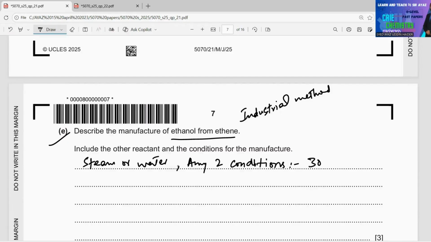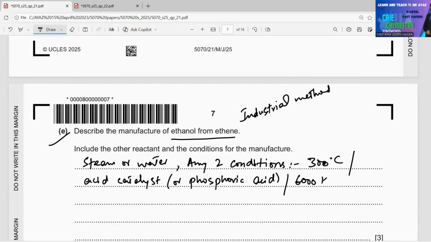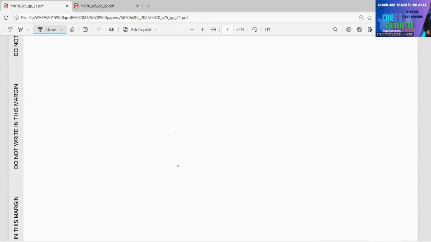Like you can write 300 degrees centigrade, or you can write acid catalyst. If you want, you can write the name of the catalyst. Acid catalyst, which is phosphoric acid. Or if you want, you can mention the pressure, which is 6000 kilopascal or 60 atm. So you can write any 2 conditions beside the name of the other reactant.